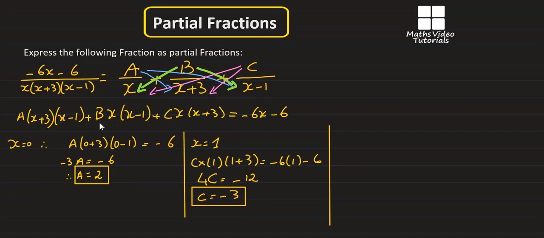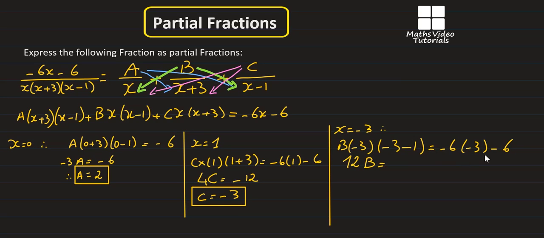Now, all what I've got left to calculate is the b value. So, in order to eliminate the a and the c, I need to make x equal minus 3 or negative 3. X is equal negative 3. That would eliminate the a and the c at the same time. I would be left with b times negative 3 times negative 3, take away 1, just this bracket. And on the other side is negative 6 times negative 3, subtract 6. Alright, so let's do the calculations. So on this side I'll have 12b. On this side I'll have 18, take away 6, that is 12. Therefore b is equal 1.